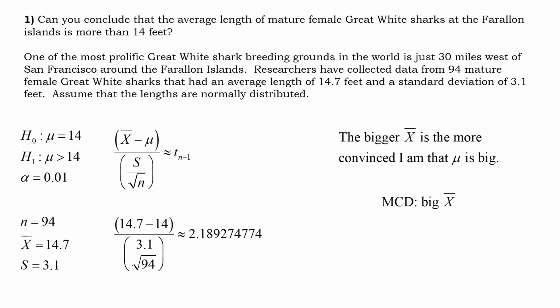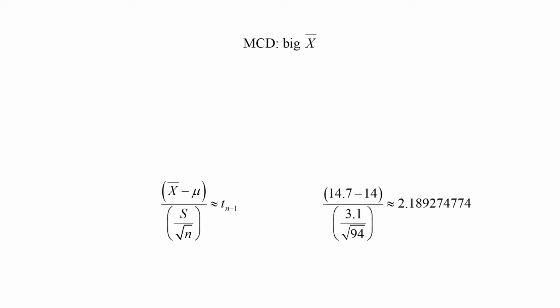Okay? So, more convincing data, again, MCD for short, is a big X bar. Now, that is only half of the process of determining if this is a left, right, or two-tailed test. So, now that we know more convincing data would be a big X bar, remember we converted our X bar to a t-score, so we have to see what would happen. So, a big X bar would translate into a big t-score.